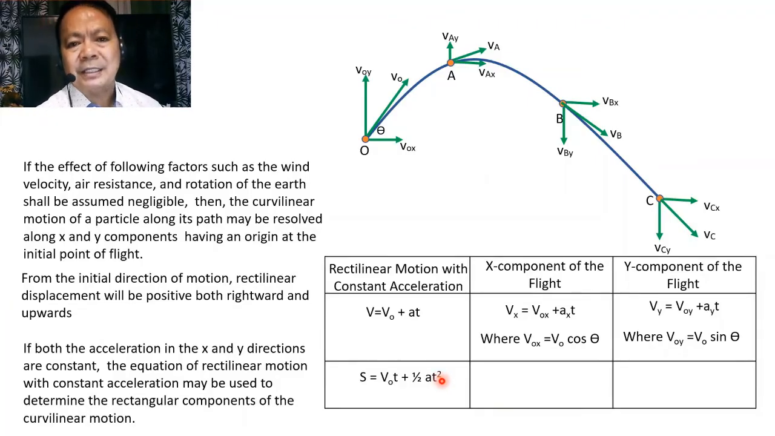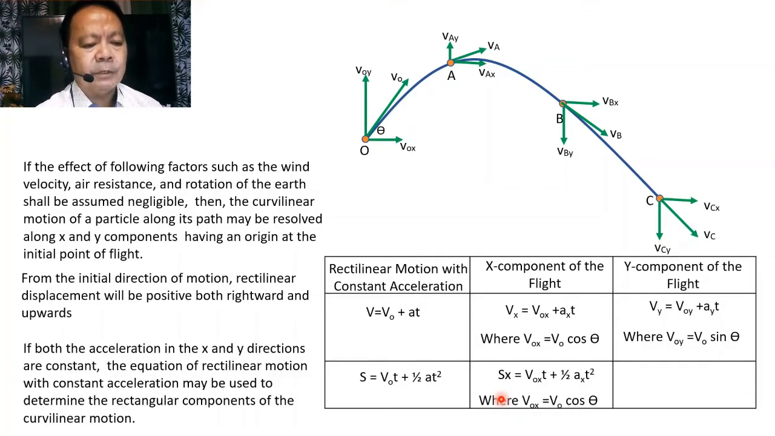If this is to be used in the curvilinear motion, then we can use the components of the elements in the x, such that the x distance traveled by the particle will be equal to v sub ox multiplied by t plus 1/2 of a sub x multiplied by t squared, na kung saan uli yung v sub ox will be equal to v sub o cosine of theta. Ganun pa rin yung kanyang horizontal component of the velocity is equal to v sub o multiplied by the cosine of theta.